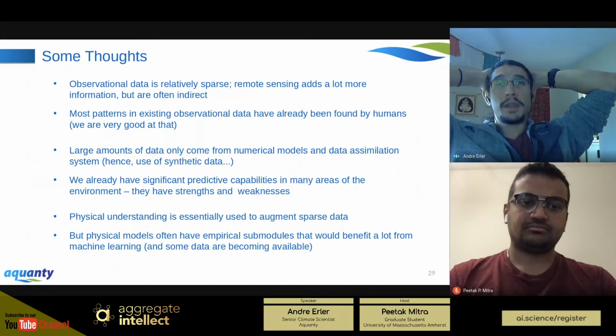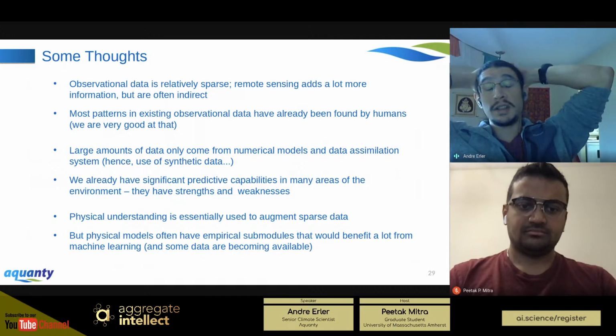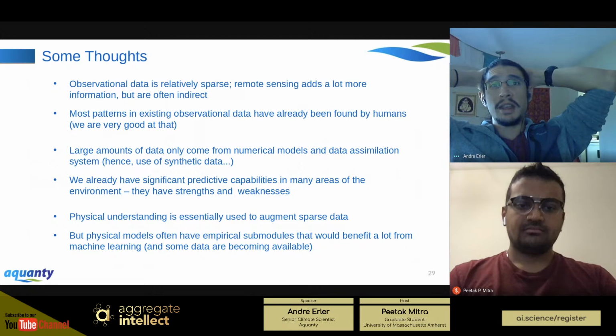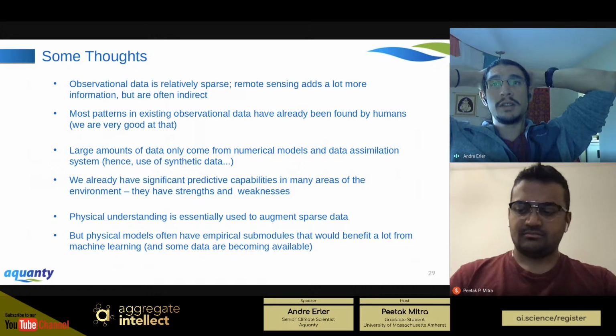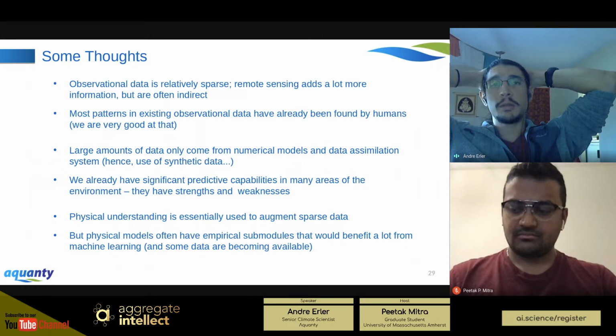Physical understanding is still very useful, I think, especially when there's not a lot of data. Because as you've seen in the case of hydrological modeling, physical understanding can really help augment sparse data or low volumes of data. So in situations where you don't have a lot of data, physical modeling is still the way to go, I think, for the most part.